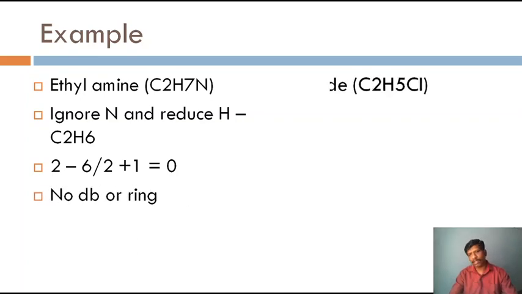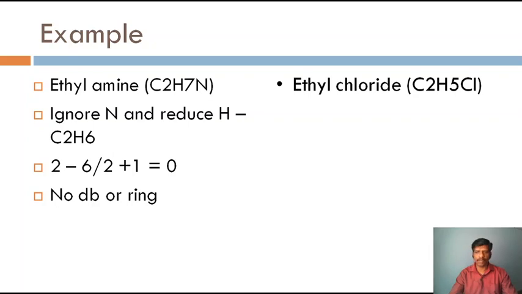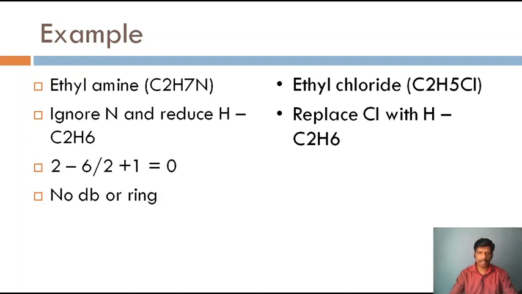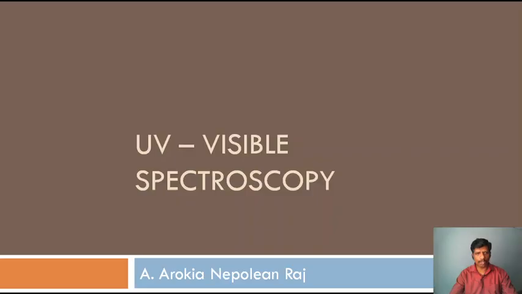Right? And then let us take an example of chlorine, ethyl chloride. Whenever chlorine is present, or any halogen or any uni-negative ion, whatever it is, you have to replace that with hydrogen. If chlorine is replaced with hydrogen, there are already 5 hydrogens, and one more hydrogen is added for chlorine, and therefore the formula is C2H6. We know what the double bond equivalent is for C2H6. We have already calculated it, and the same result you will get. There will be no double bond or ring here. Right? I think this is how you have to calculate the number of double bonds present in the molecule using the molecular formula.